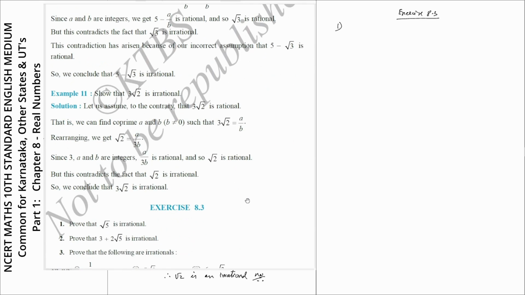The next is the exercise problem, exercise 8.3, and the first question is: prove that root 5 is an irrational number. So here what I will do, I will try to prove that root 5 is a rational number. If I'm not able to prove that root 5 is a rational number, then it is an irrational number.